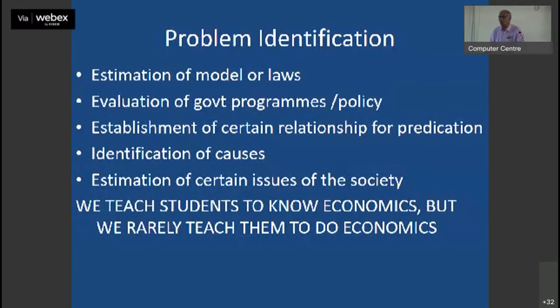Evaluation of a government program or policy will also be treated as research. MGNREGA is there. If you try to evaluate the MGNREGA program, what are the plus points, what are the negatives, why it is not giving the result. And there are many programs.